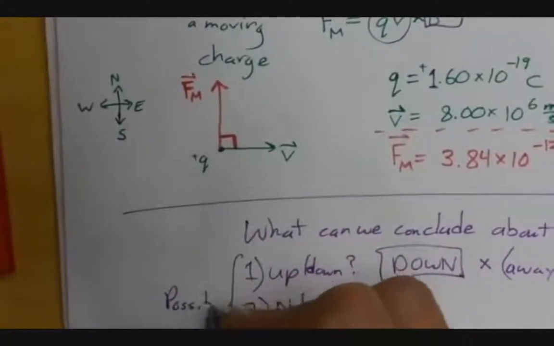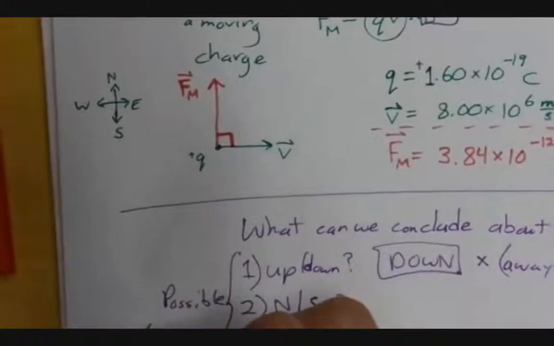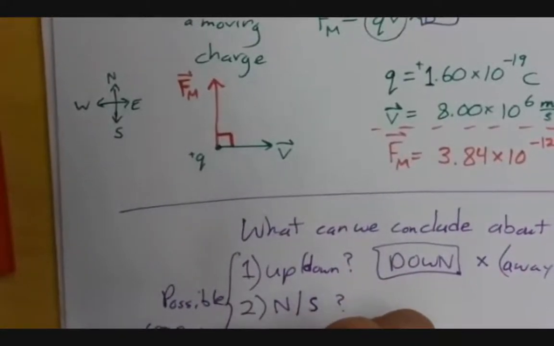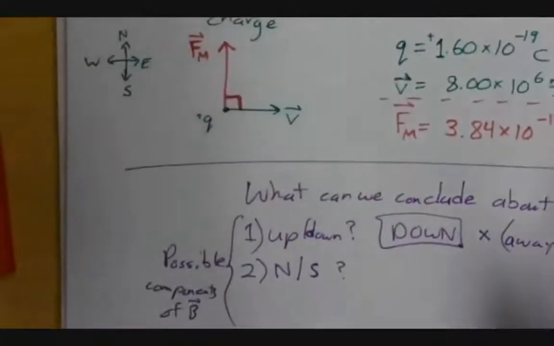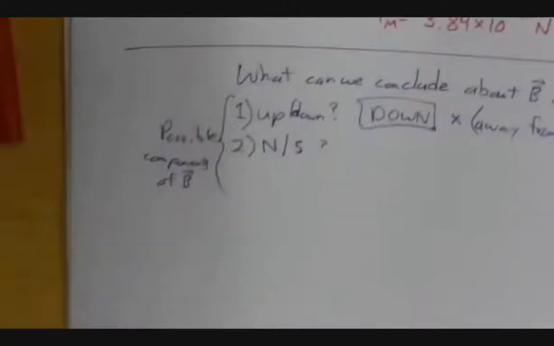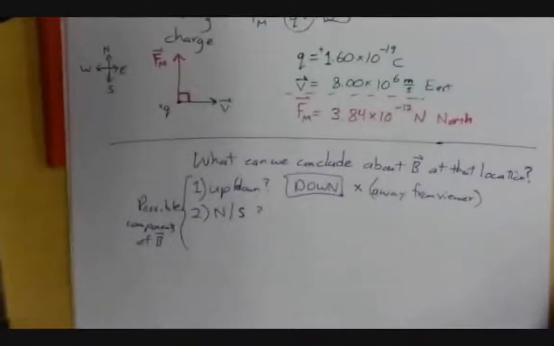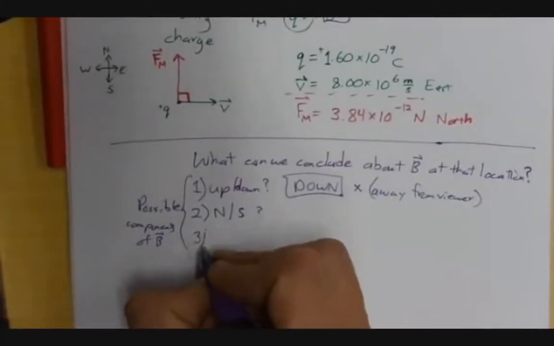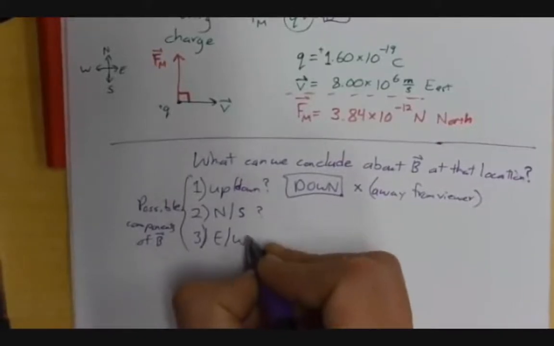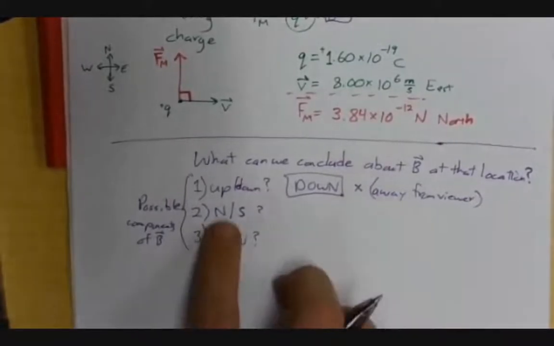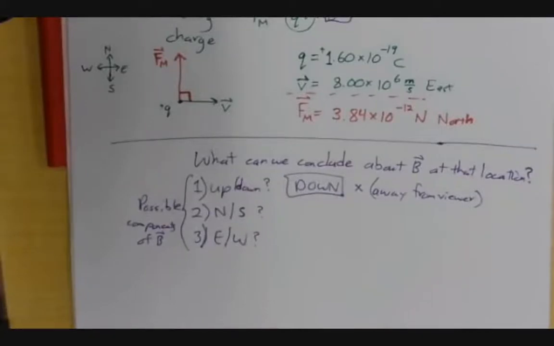Possible components of B. Components of B. And then 3 will be the east-west component. What about north-south? To my mind, this is the easiest of the 3.